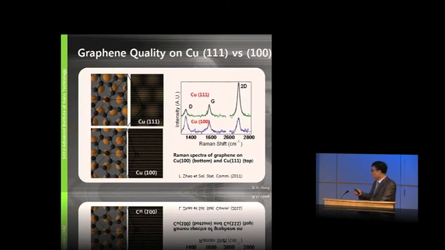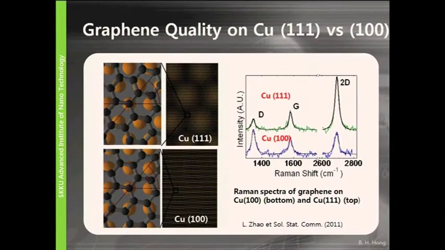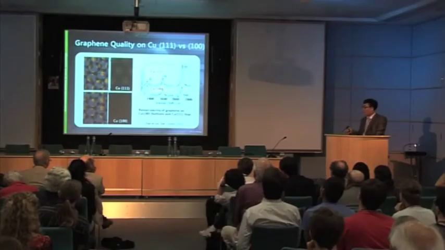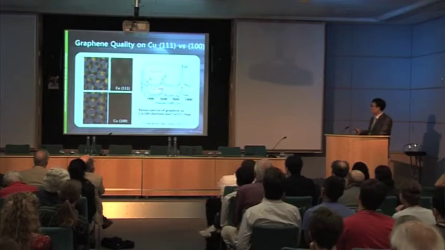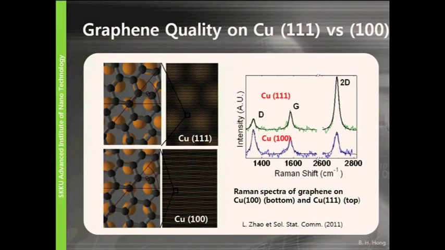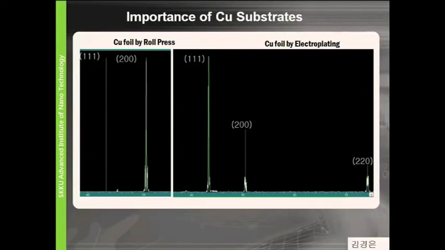And also, as reported by the Columbia group recently, they claim that the graphene grown on the copper 111 surface is better than that of graphene on the copper 100 surface. I don't know the reason very well, but probably because of the good lattice matching of graphene with this copper. And so we are trying to control the crystalline orientation of copper using this electroplating method.